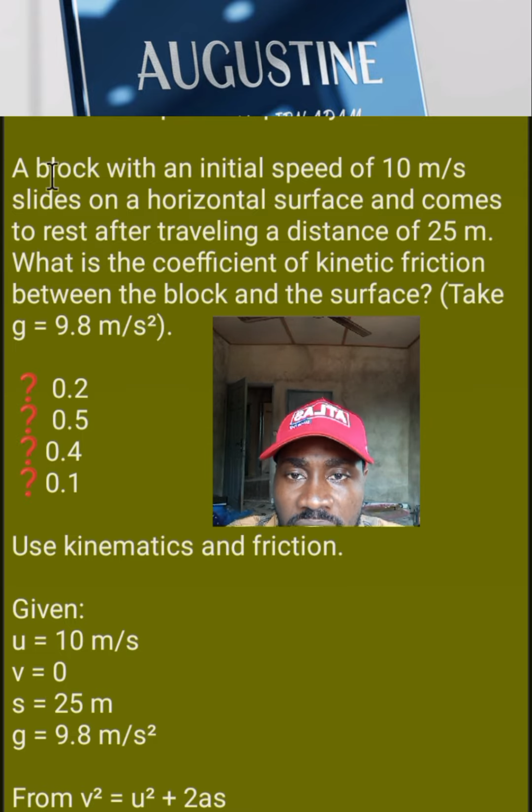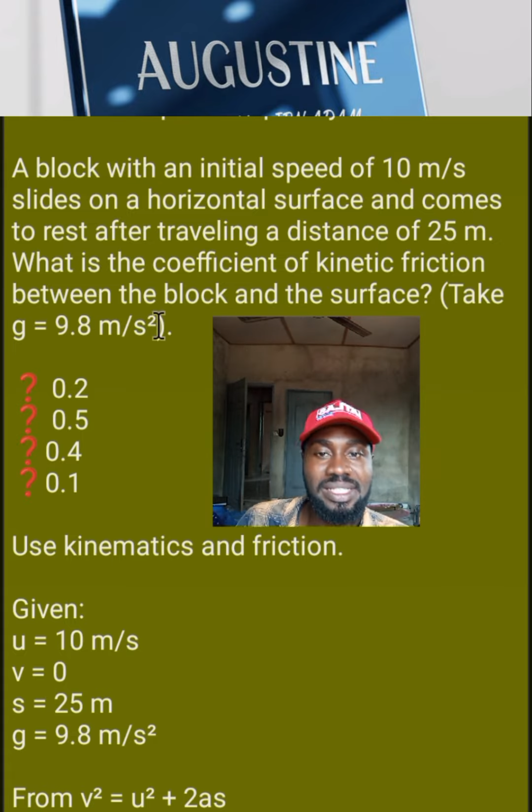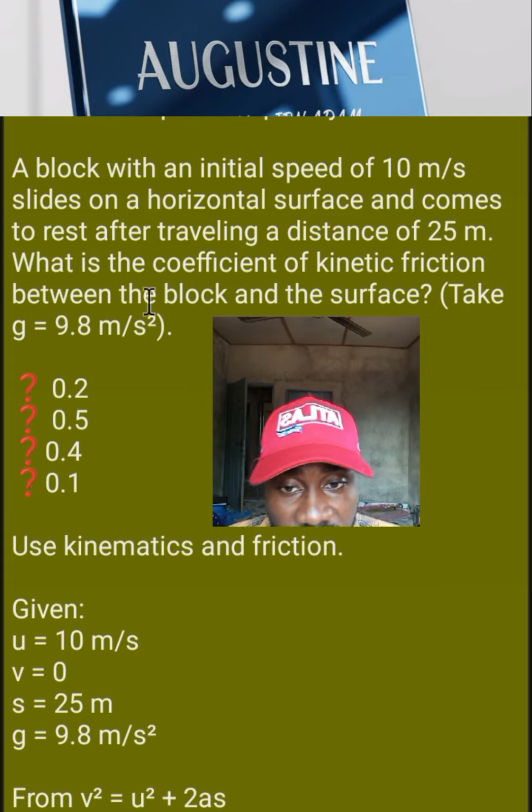So the question reads: a block with an initial speed of 10 meters per second slides on a horizontal surface and comes to rest after traveling a distance of 25 meters. The question says, what is the coefficient of kinetic friction between the block and the surface? Take acceleration due to gravity as 9.8 meters per second squared. So this is easy if you know the formula. It's very easy. So what do we have to do?